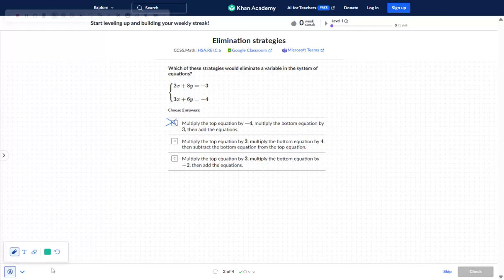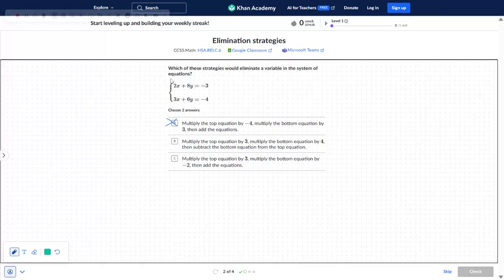Let's see B. Choose a different color. Multiply the top equation by 3 and the bottom by 4. Let's see what that gives us. 3 times 2x is positive 6x. 3 times 8y is 24y, and then 3 times -3 is -9. 4 times 3 is 12x. 4 times 6 is 24y. 4 times 4 is 16. So we multiply, and then, ooh, the keyword is subtract.